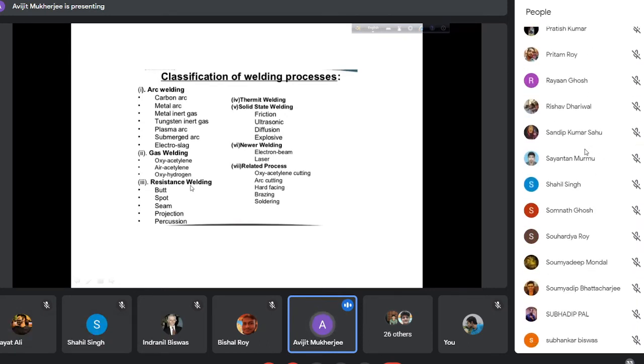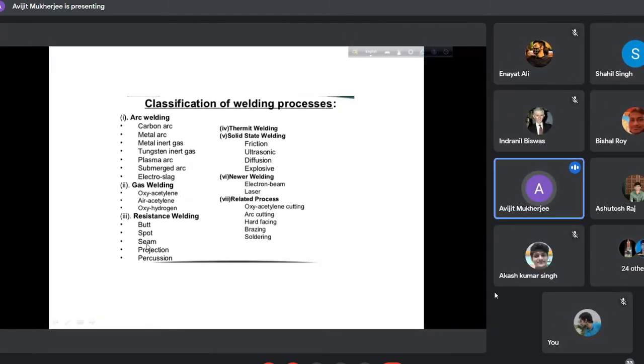Electric resistance welding. We had discussed spot welding, seam, projection, butt, percussion. Percussion means flash butt welding. This is what is known as upset butt and flash butt.